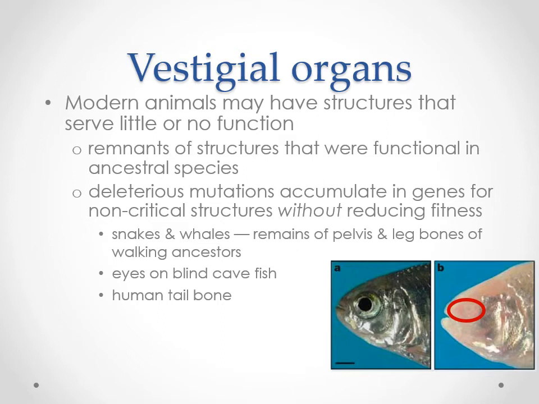So vestigial organs, these are modern animals having structures that serve little to no function. They have remnants of structures that were functional in an ancestral species. Deleterious mutations can accumulate in genes for non-critical structures without reducing the fitness of that animal. So for example, if we had a deleterious mutation where our tailbone is, it's not going to be harmful to our fitness. We will still be able to reproduce and survive, just because the mutation is in an area that we don't use.